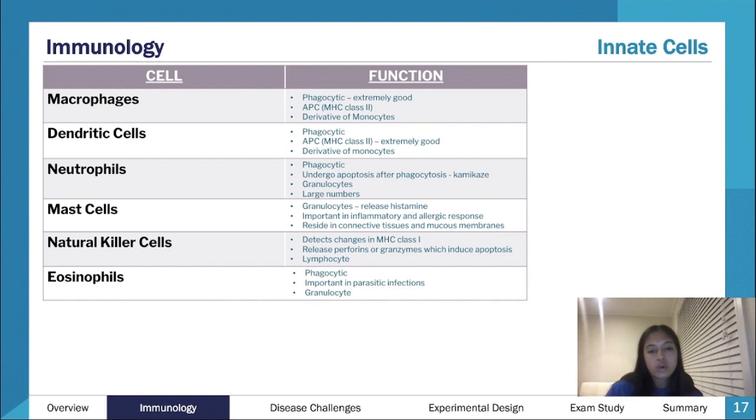Natural killer cells are also quite important. These work similarly, not the same, but similarly to cytotoxic T cells, so it's important not to get them confused. And they release these two things you have to know, perforins and granzymes, which you can see here. And those basically induce death in certain cells. So they will detect changes in your MHC class 1.